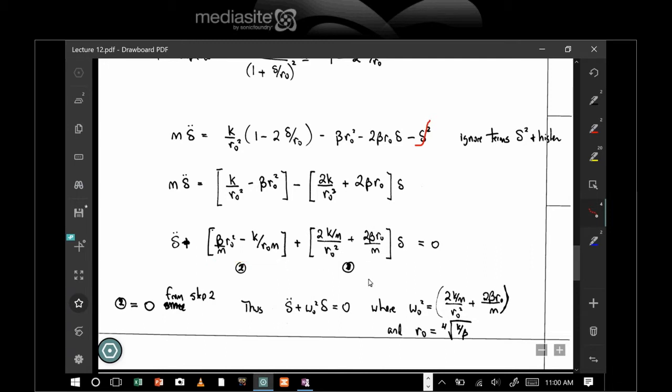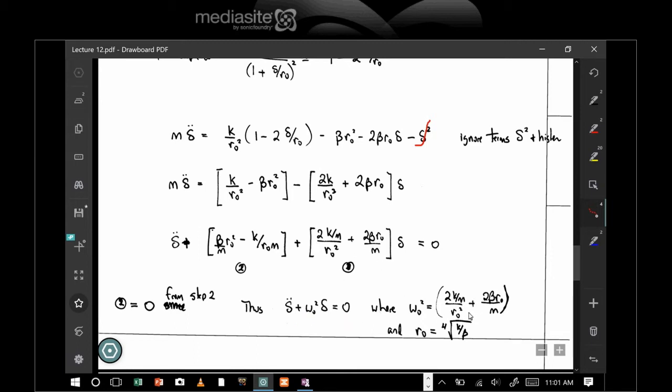That leaves this stuff here. So now, notice that this is 0, so I've got this plus this times that. All this stuff here is the natural frequency. So I get a differential equation that looks like that, where this is equal to all this stuff here.